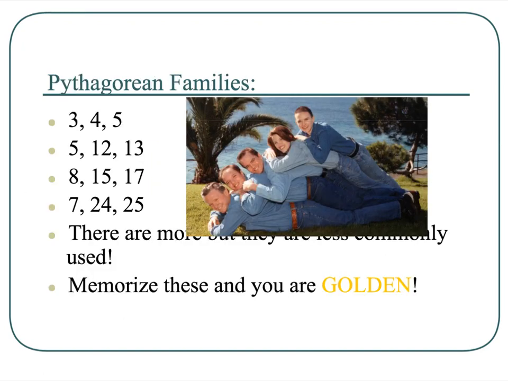Alrighty, the most common Pythagorean families, and yes, you will see some awkward family photos here staggered throughout the video today. So we got our 3, 4, 5, 5, 12, 13, 8, 15, 17, and 7, 24, 25. The most common one that we'll see, or that's used a lot in real life, is this 3, 4, 5 triangle right up here.